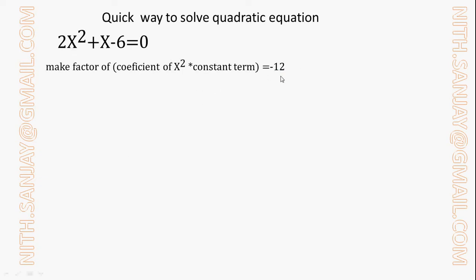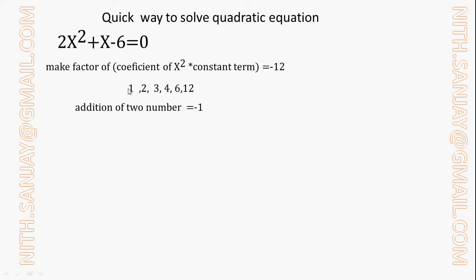Because this is negative, the roots of the equation have to be, one negative and another positive. Why? Because this number is a negative number. Got it? Now I will make the factors of 12 as I have done in the earlier example. So these are the factors. Now the addition of these numbers has to be minus 1, but the product has to be 12.